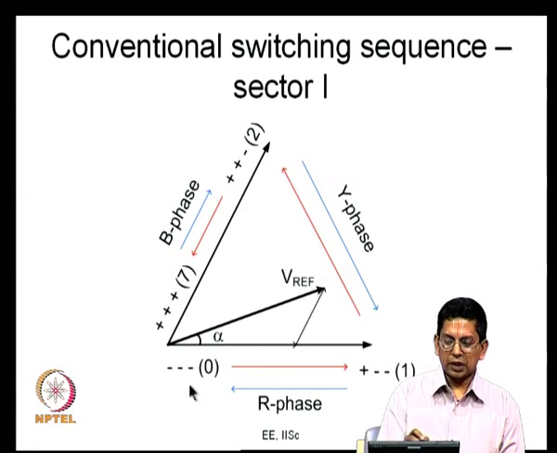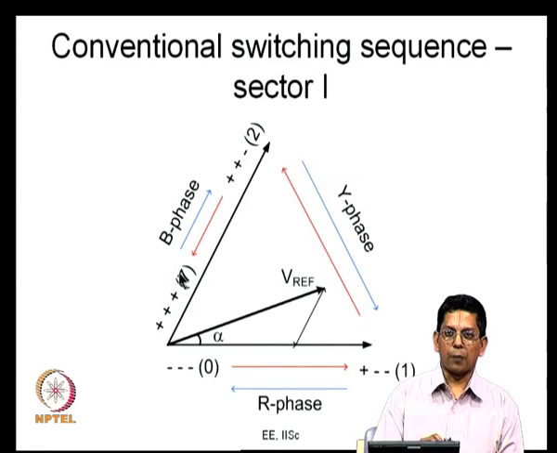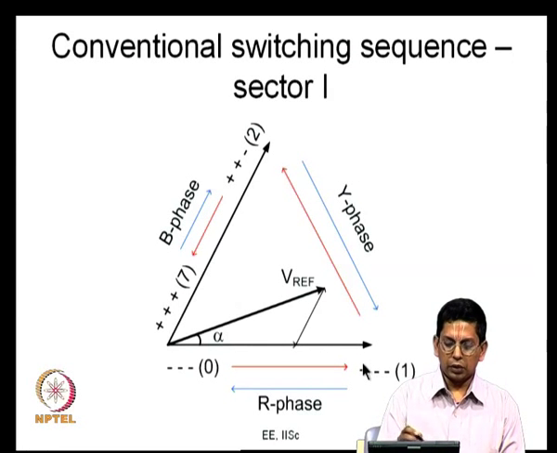So, for example, you start with minus minus minus, all the bottom devices on, switch R phase, then you go to the active vector and apply this for duration T1. Then you switch your Y phase and go to active vector 2 and stay here for duration T2. Then you switch B and go here and stay for the remaining duration. You can go back to the previous lectures in case you need any further details on that.